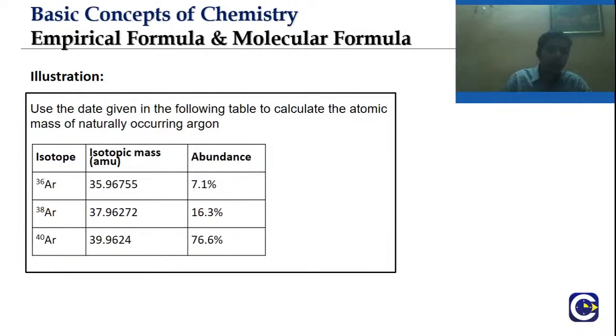Yes, so with this knowledge, can you find out the atomic mass of argon if their isotopic masses are given as 35.967, 37.962 and 39.96, and the percentage abundances given are 7.1, 16.3 and 76.6? Just try it out.